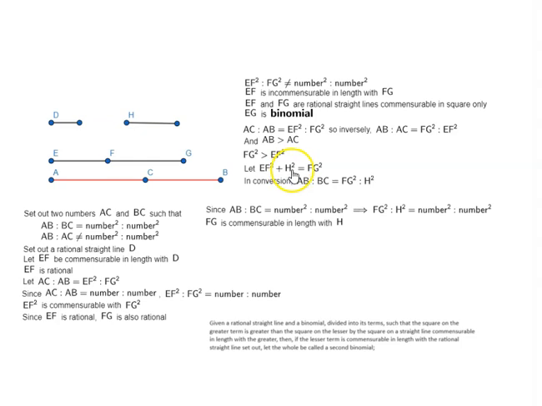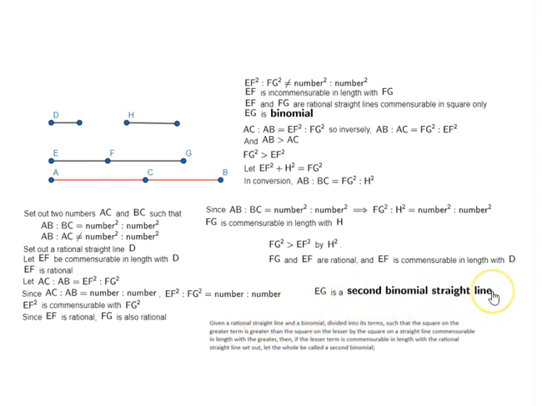Now look at this, EF square plus H square is equal to FG square. We can rewrite this as FG square is greater than EF square by H square. So what does this mean? FG and EF are rational and EF is commensurable in length with D, right? This is what we started off with. Set out a rational straight line D, let EF be commensurable in length with D. So we have FG and EF rational and EF commensurable in length with D, which means EG is a second binomial straight line.